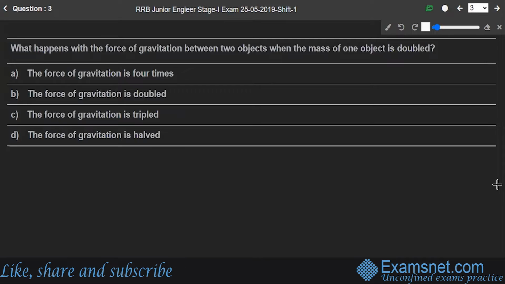Question number 3. It says, what happens with the force of gravitation between 2 objects when the mass of one object is doubled? See, the force of gravitation between 2 objects doubles when the mass of one object is doubled. Let's see. The force is given by G into M1 into M2 upon R squared, where this F is the force between 2 objects.